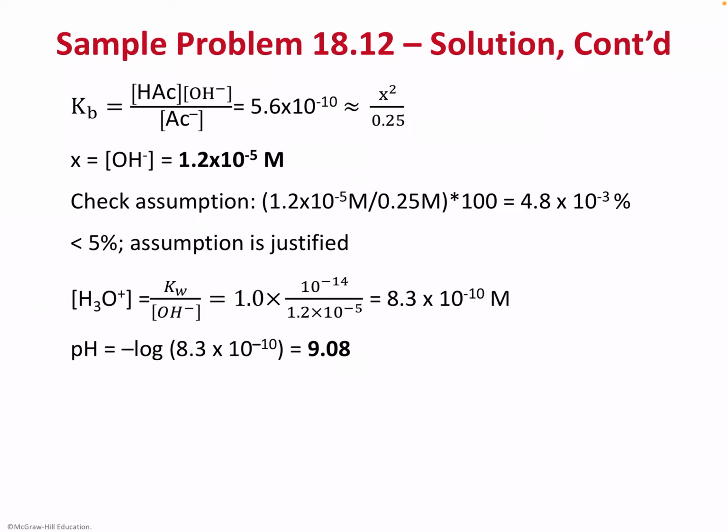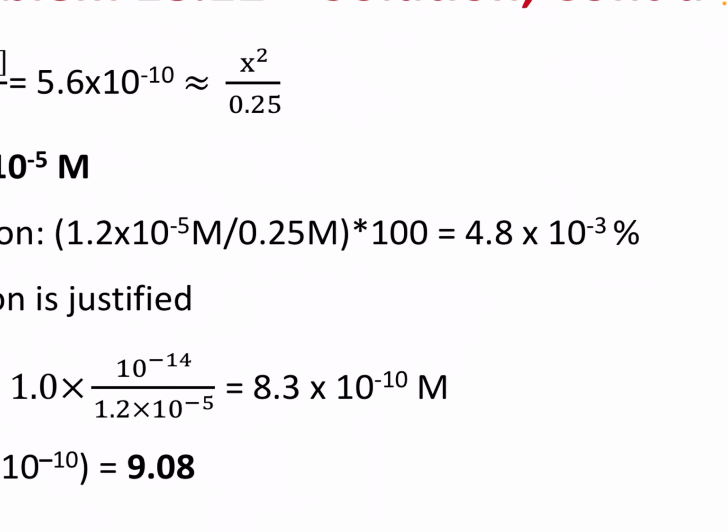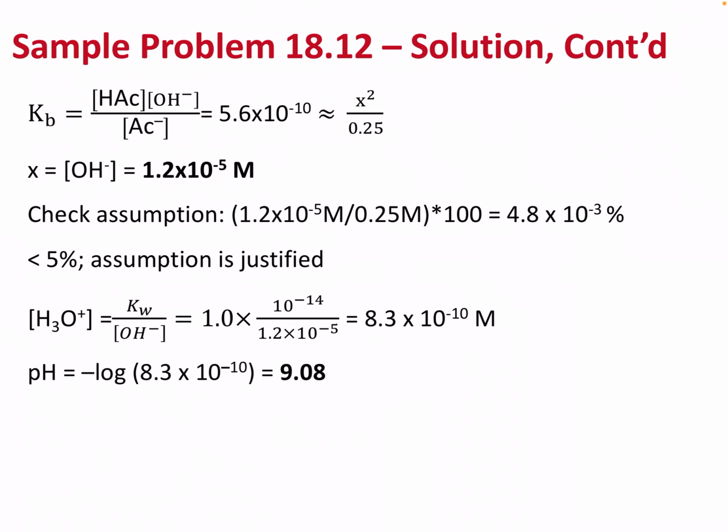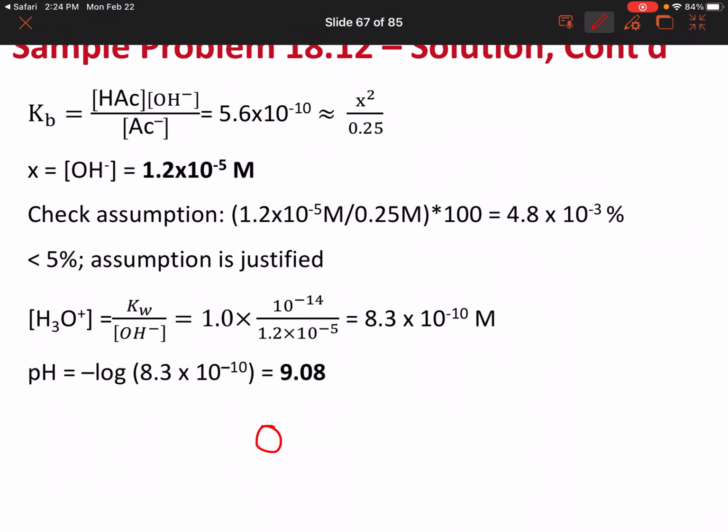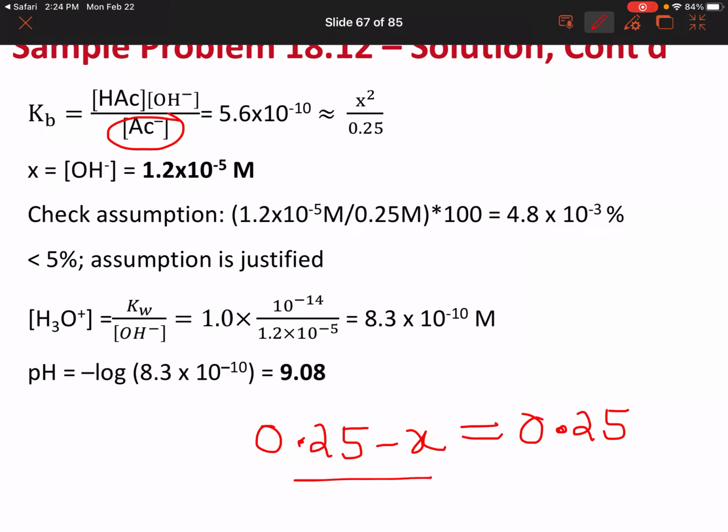Okay. So 5.6 times 10 to the negative 10 equals x squared over 0.25. So you can find x, which is the hydroxide ion concentration. We can check to see if our assumption is correct. So what is our assumption? Our assumption is that 0.25 minus x is almost the same as 0.25 because x is a negligible amount, right? For the acetate ion concentration, it was 0.25 minus x in our ICE table.